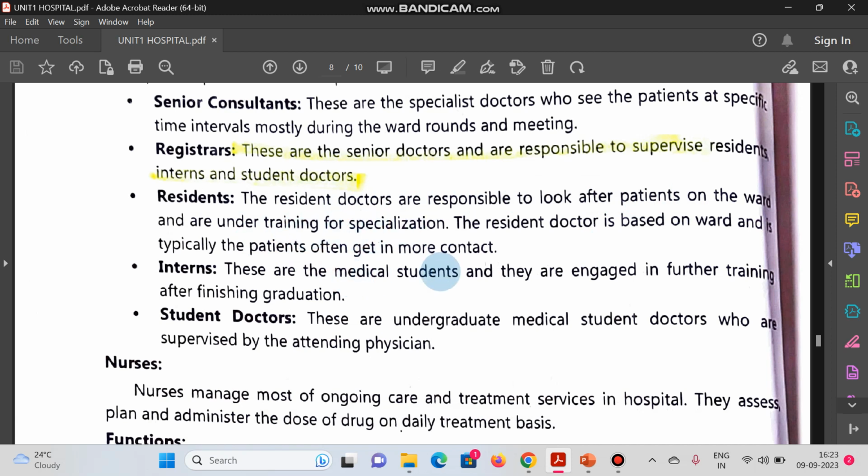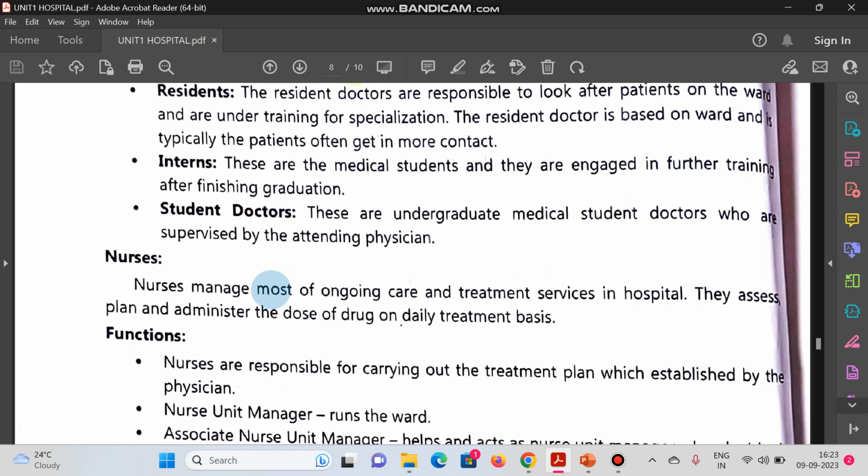We have interns. These are medical graduates engaged in further training after finishing graduation. Of course, we have student doctors. These are the undergraduate medical students who are supervised by attending physicians.